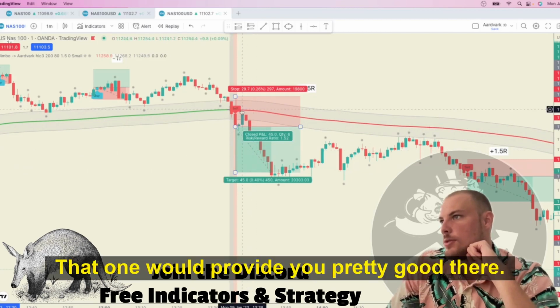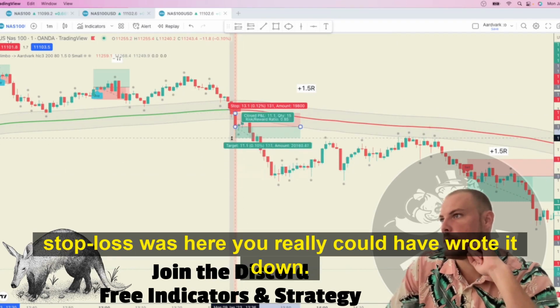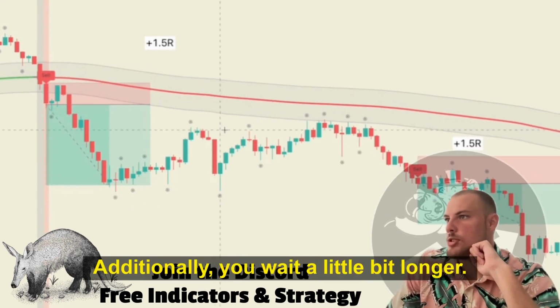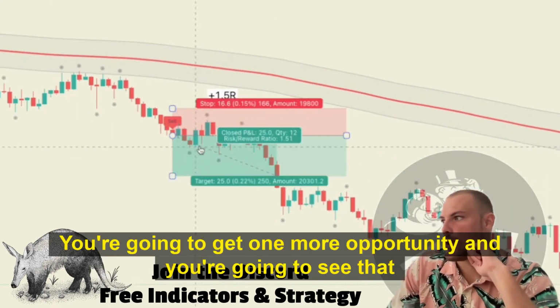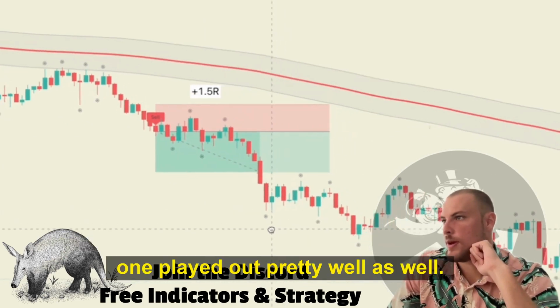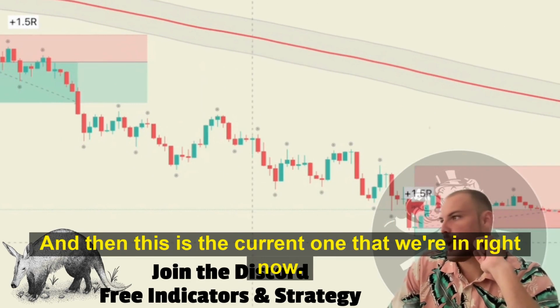That one would pay you pretty good there, depending on where you entered. If your stop loss was here, you really could have written it down. Additionally, if you wait a little bit longer, you're going to get one more opportunity, and you're going to see that one played out pretty well as well. And then this is the current one that we're in right now.